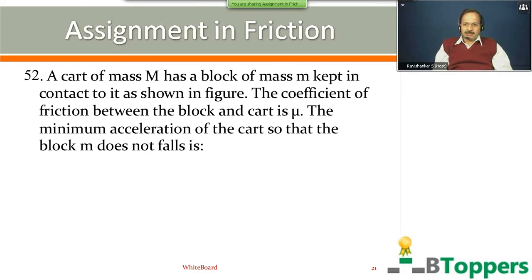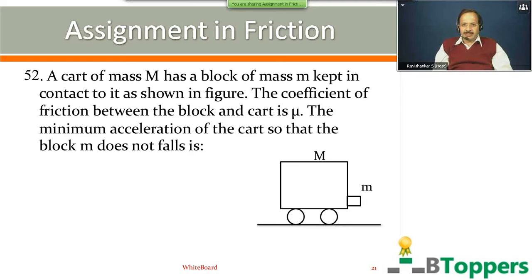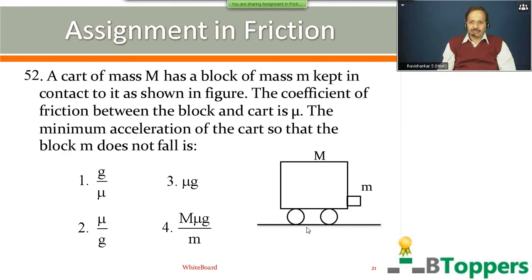A cart of mass capital M has a block of mass small m kept in contact to it as shown in the figure. The coefficient of friction between the block and the cart is mu. The minimum acceleration of the cart so that the block small m does not fall is. Come on, try to answer the question.